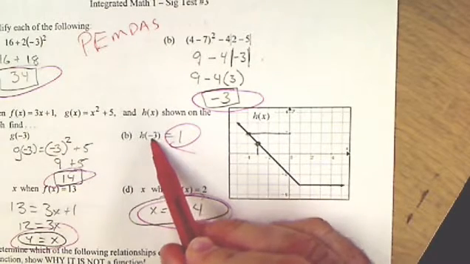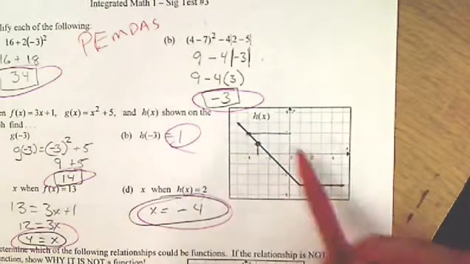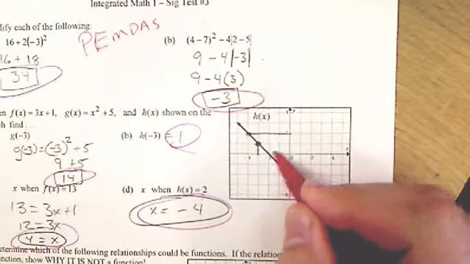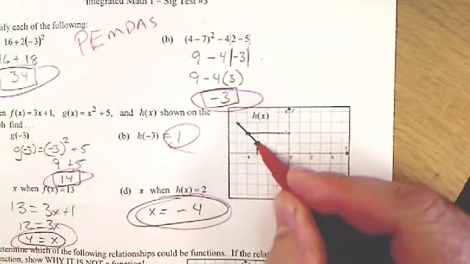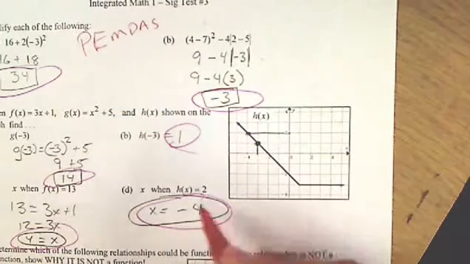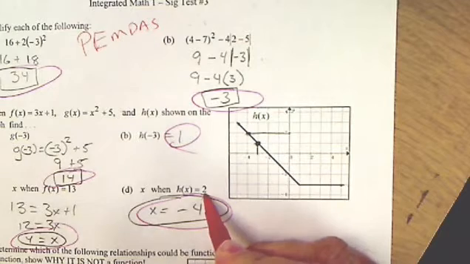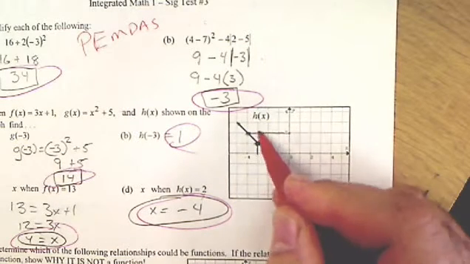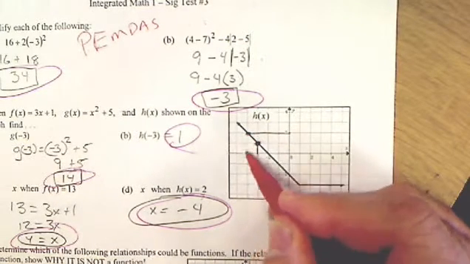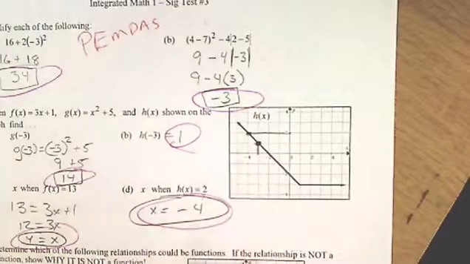The x is -3, so you use h of x, that's this guy. So -3 is over here, and you go up to the graph, and the y value is 1. Here you know the y value is 2, so you go up to 2, go over to the graph, and you look for the x, and that's -4.